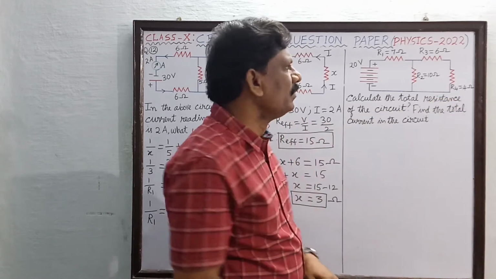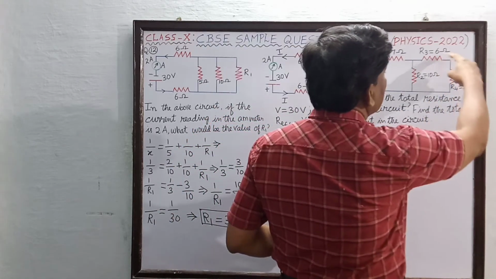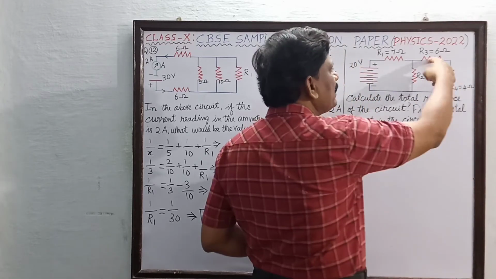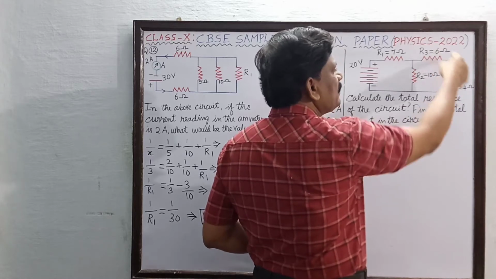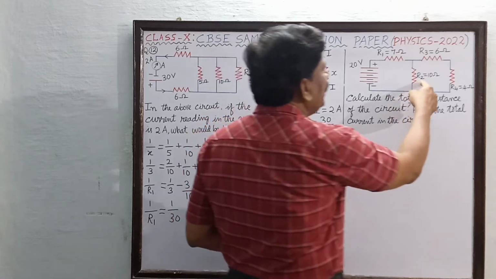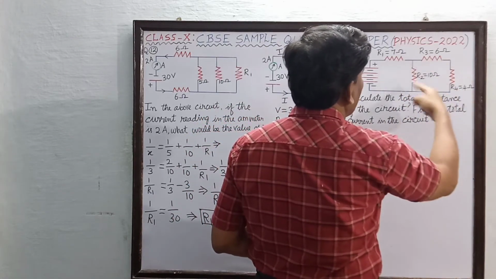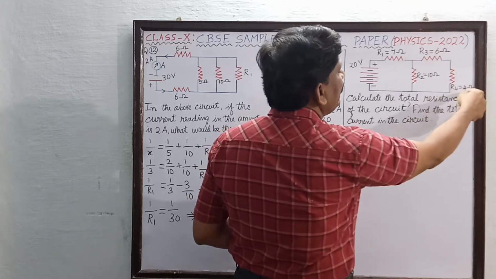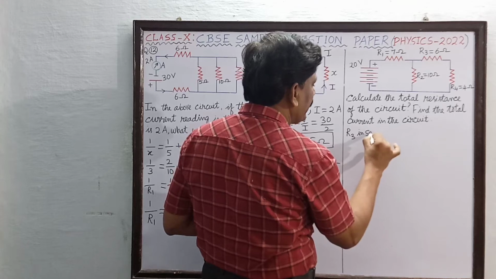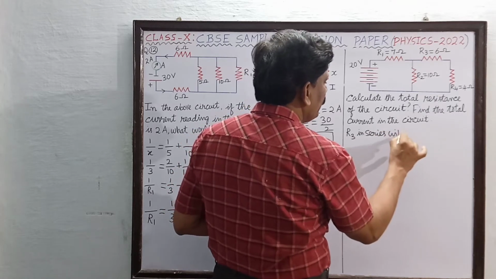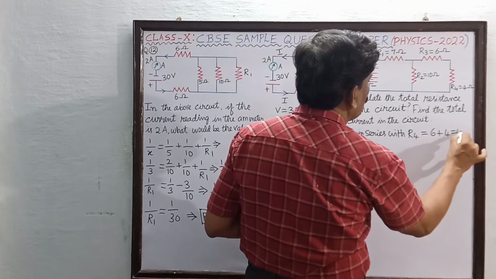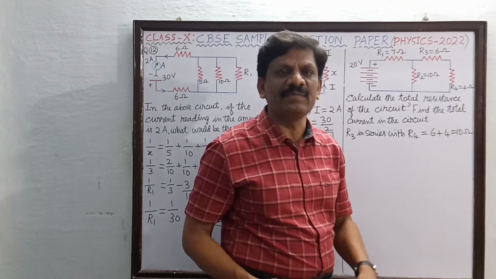Understand? Now you can see that this 6 ohm resistor and this 4 ohm resistor, these two resistors are in series. So 6 plus 4 is equal to how much? 10 ohm. Understand? So if you want to draw the equivalent circuit for this, R3 is in series with R4, so that is equal to 6 plus 4 equal to 10 ohm. That is the first step.